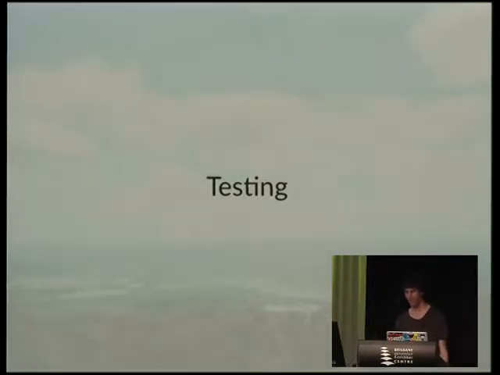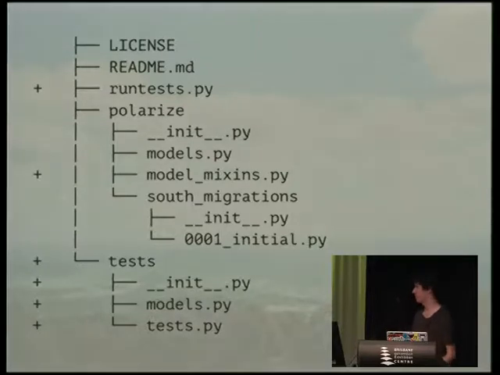Now let's talk about testing. We have to create a few new files here. First, we have our model mixins file, and that's going to contain the code that we're about to test. Then we have another app called tests that sits adjacent to our Polarize app. This contains things specific to tests that we don't want to be installed when we're working with our app. Finally, up the top here, we have our runtests, and that's going to be the script that kicks off the test running process.